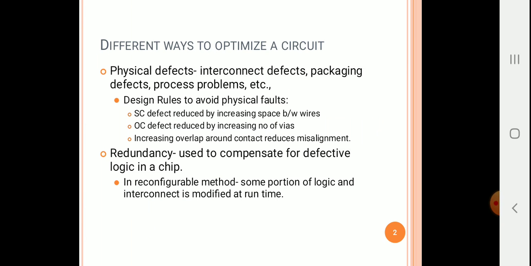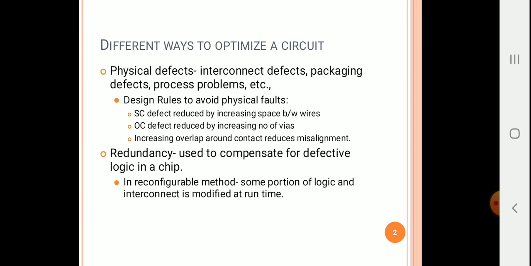The term manufacturing fault, or design for manufacturing fault, comes in three possible categories. Why we are going to do this is to identify the types of faults that can occur while fabricating an IC, then to analyze what kinds of faults will occur in future ICs, and also to provide solutions when a fault does occur. There are different ways to optimize a circuit when a manufacturing fault occurs.